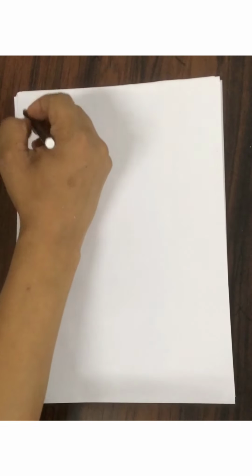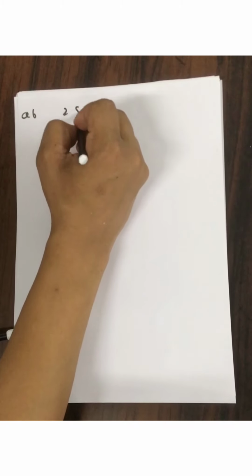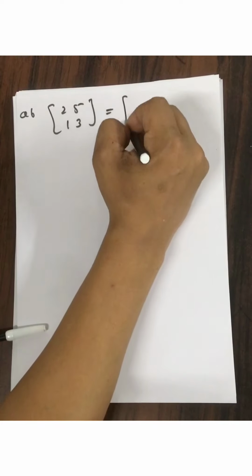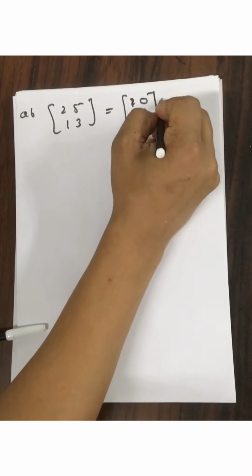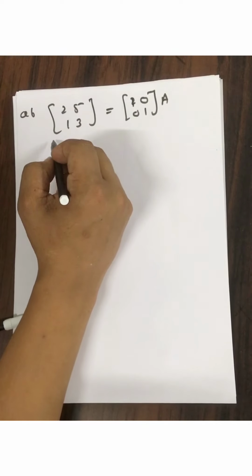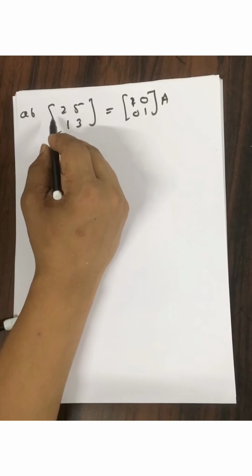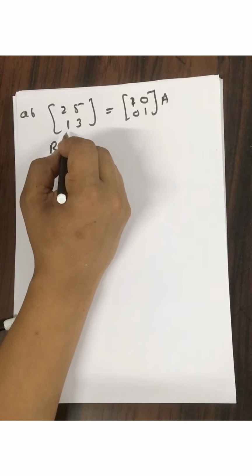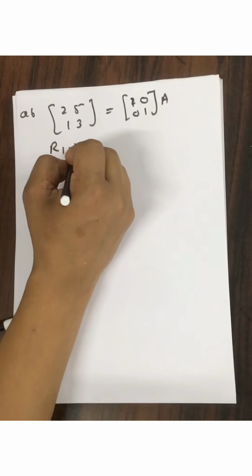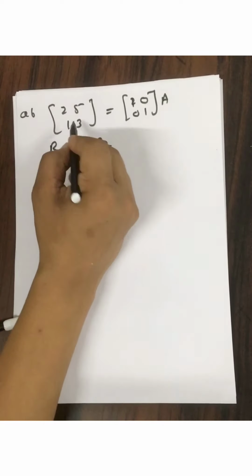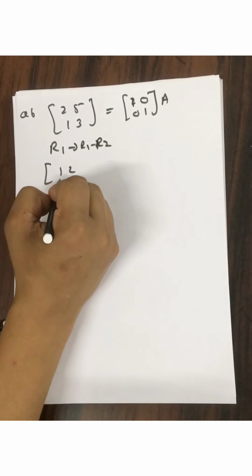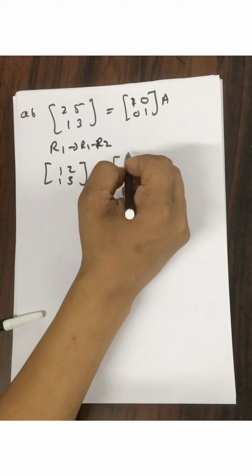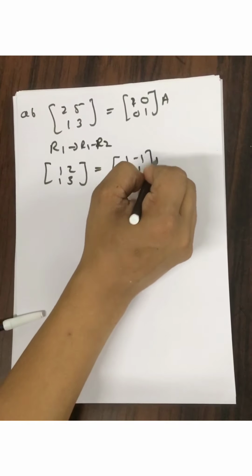Next question is question number 6. Let's see what this question is: the matrix 2 5 1 3 equals 1 0 0 1 times A. Let's solve it. First, let's get rid of this 2. So we can write R1 minus R2. 2 minus 1 is 1, 2, 1, 3. And this will become 1 minus 1, 0, 1, and into A.